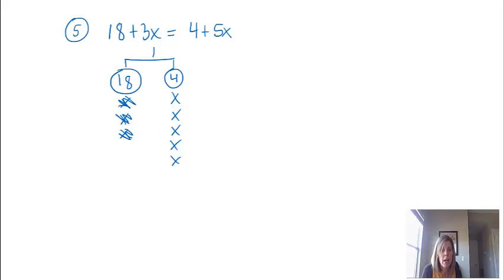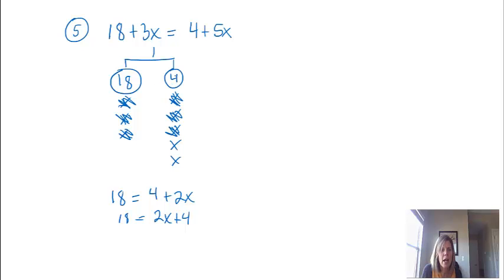3 x's on this side and 3 x's on this side. And if I do that, if I look at what I have on the left side, I have 18. And if I look at what I have on the right side, I have 4 and I have 2 x's. I could have also written that as 2x plus 4. It doesn't really matter. Okay, and then from here, just our same step that we've been doing.